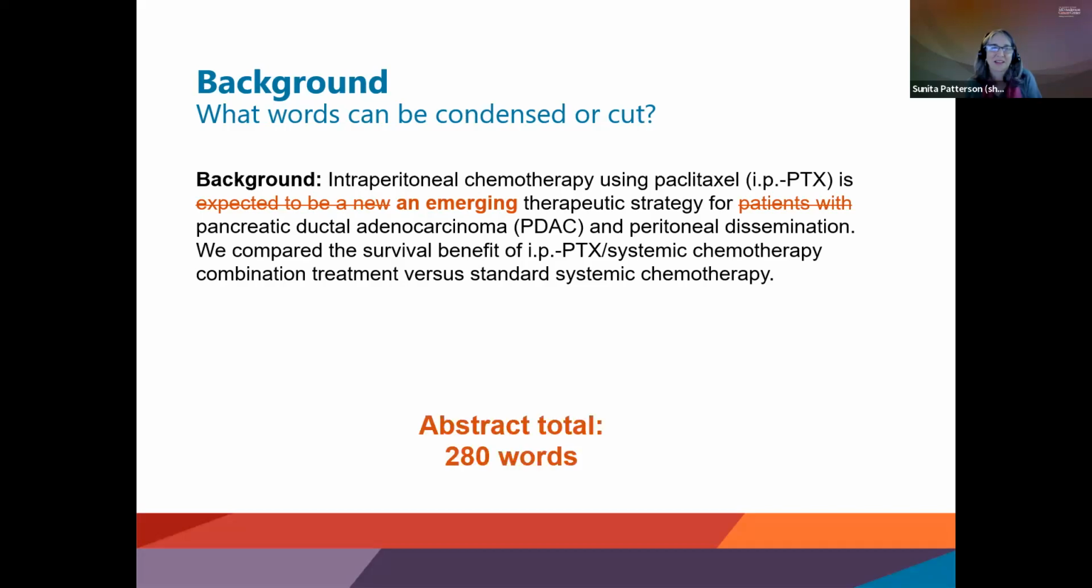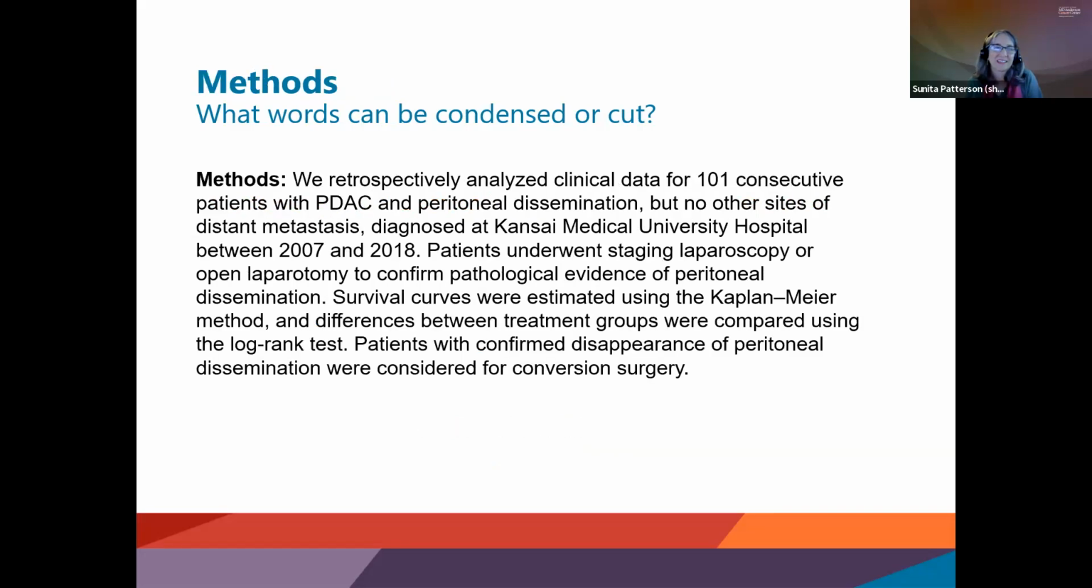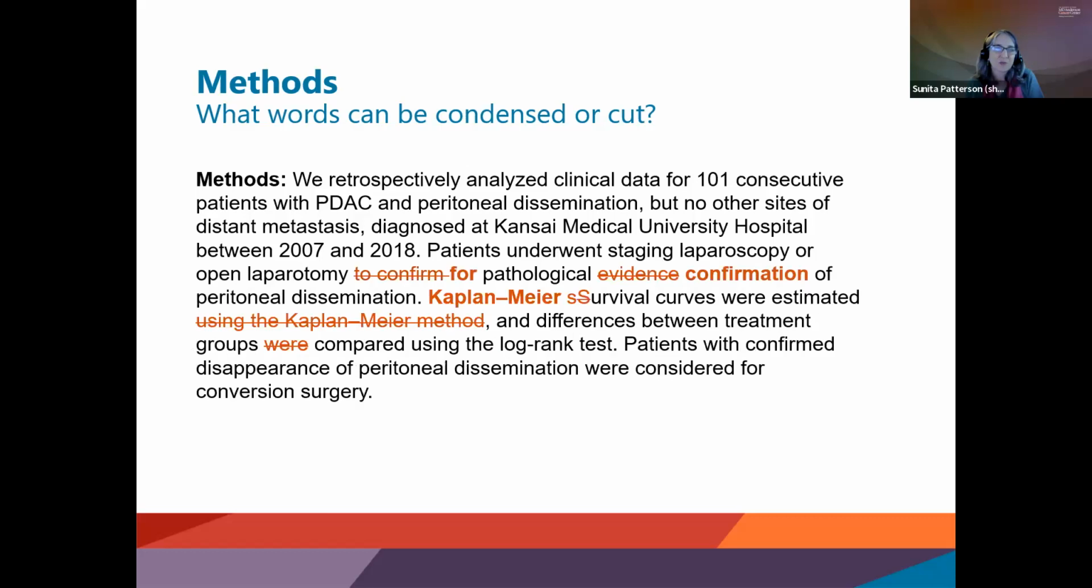Okay, so that got us down to 280 words. The method section, here's what we did. We decided that instead of saying to confirm pathological evidence, we could just say for pathological confirmation. Instead of saying survival curves were estimated using the Kaplan-Meier method, we thought we could just say Kaplan-Meier survival curves. Of course, y'all have already pointed out that maybe we don't even need that sentence in the first place.